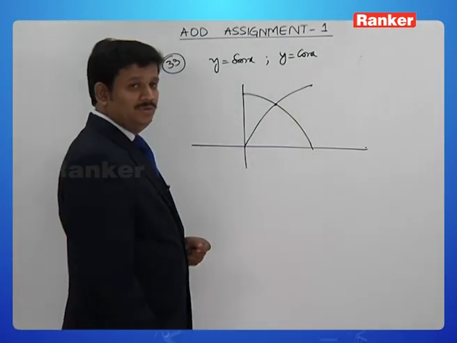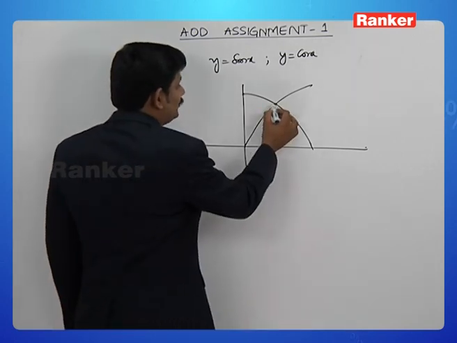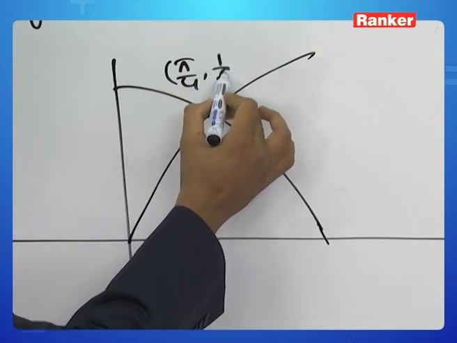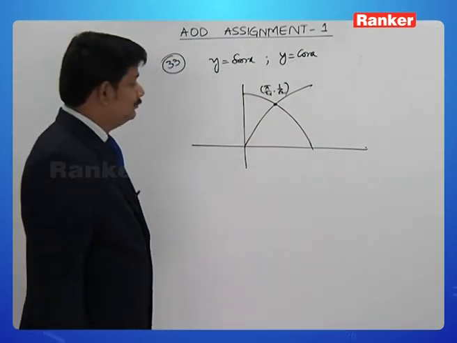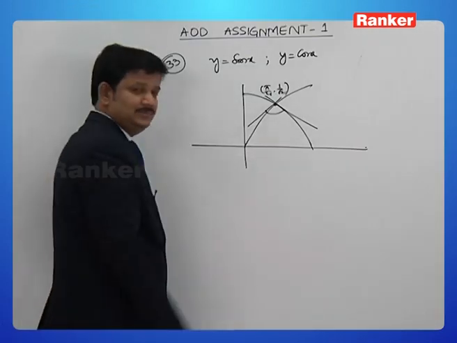When x is pi by 4, sin x is also 1 by root 2 and cos x is also 1 by root 2. So, the curves y equal to cos x and y equal to sin x intersect at the point where x is pi by 4 and the y coordinate is 1 by root 2. So, we are asked to find the angle between the tangents at this point.